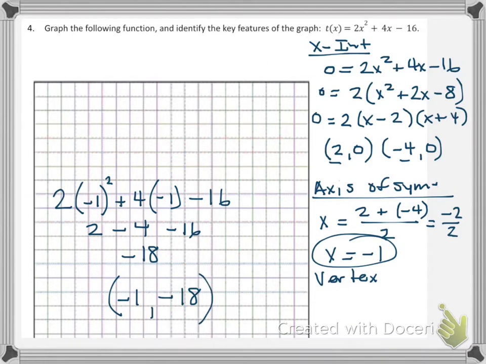X-intercepts helps us find the axis of symmetry. The axis of symmetry helps us find the vertex. And that is review 3.